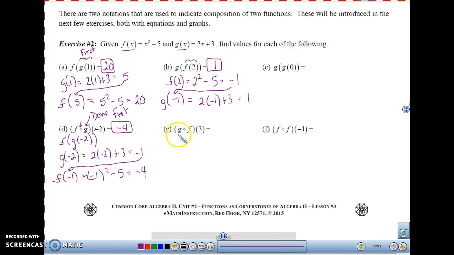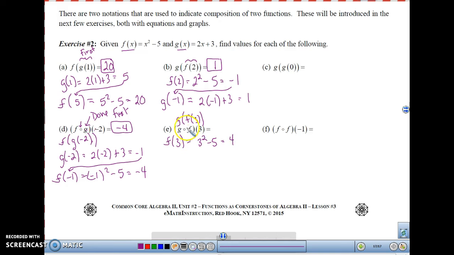All right, so g of f of 3. Following the composition, which one do we do first? We do the f function first, because g of f of 3 is the same as saying g of f of 3. So f of 3 is first, which is 3 squared minus 5, which is 9 minus 5, which is 4.